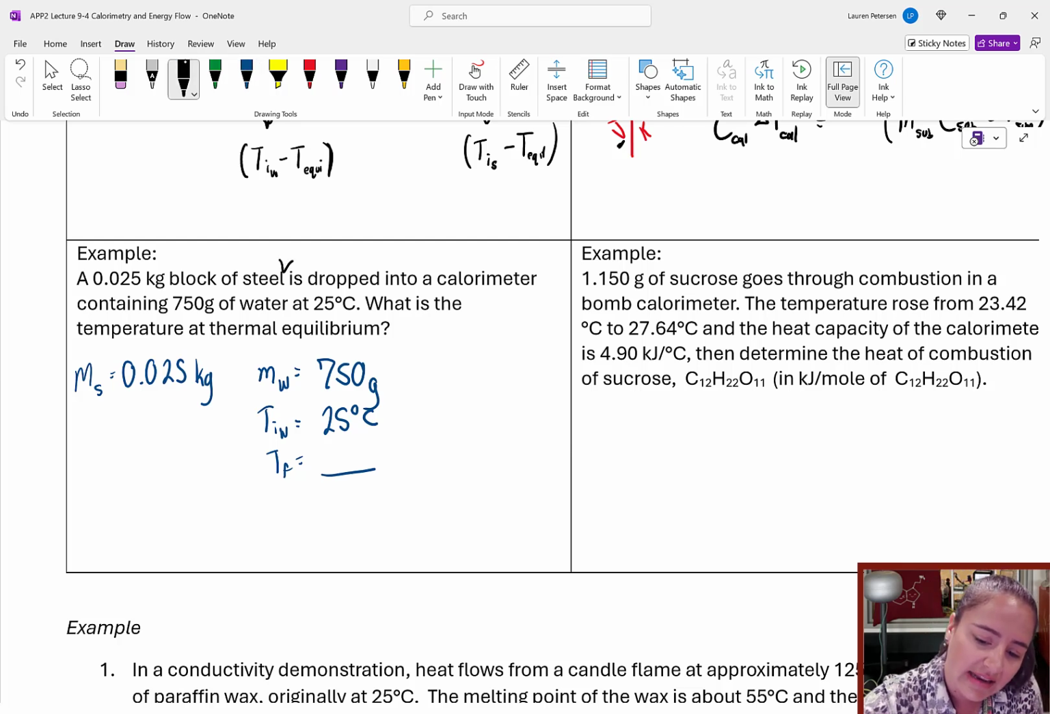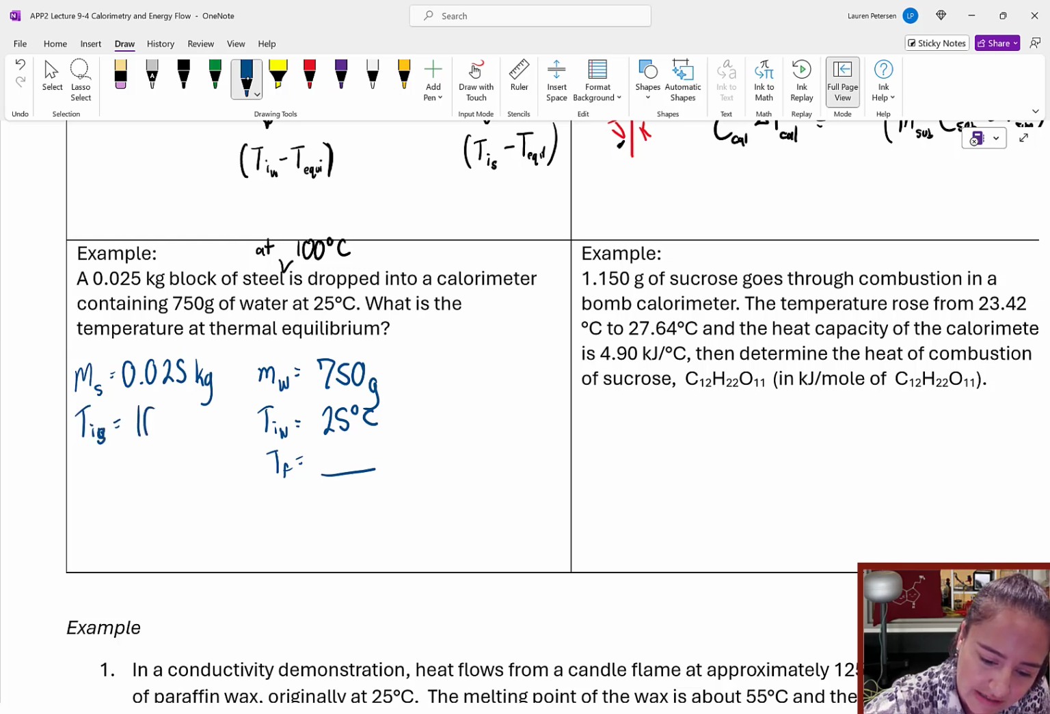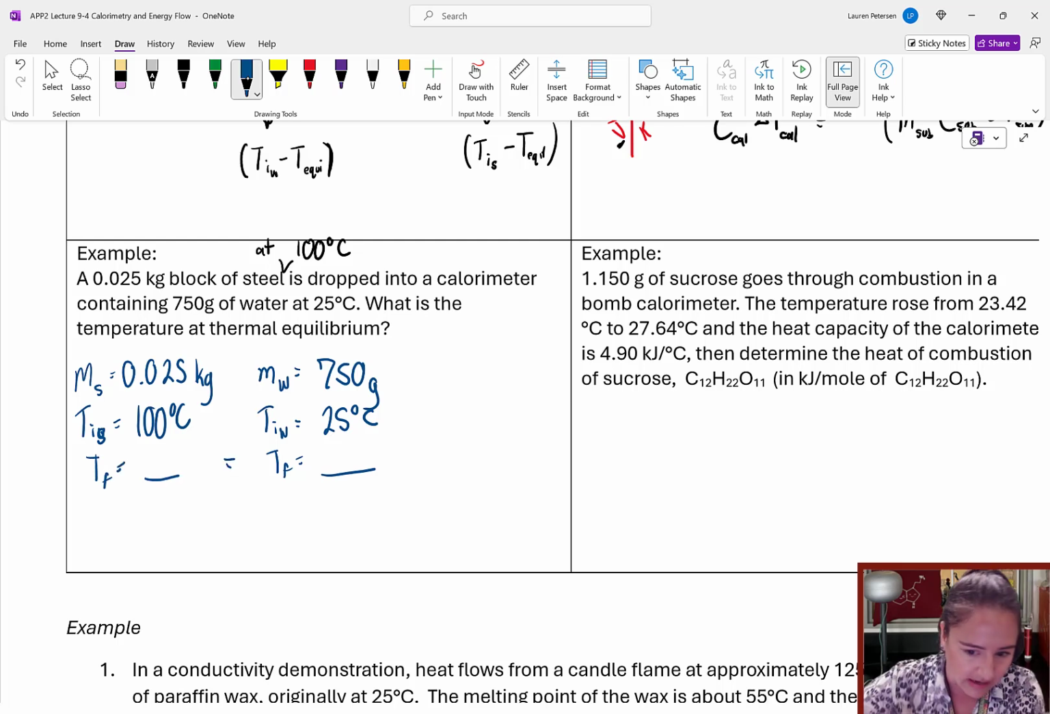Go ahead and add in the information that it is a 0.25 kilogram block of steel at 100 degrees Celsius. Okay, it was heated up in boiling water. So let's go ahead and add that in there. Temperature initial of the steel is 100 degrees Celsius, and T final will be the same for both of them. But then we are going to need the specific heat capacities.